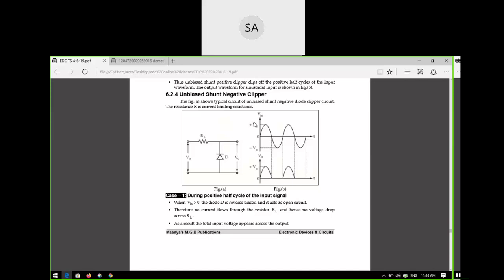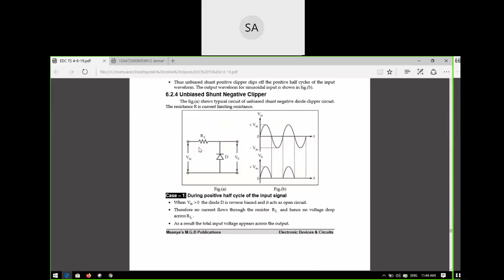Output equals input, sir. Output equal to Vin, because there is no diode. No diode means there is no element. Whatever input you give will go to the output side. So Vout equals Vin, which means you can see the output waveform.